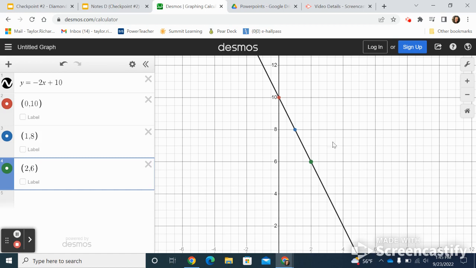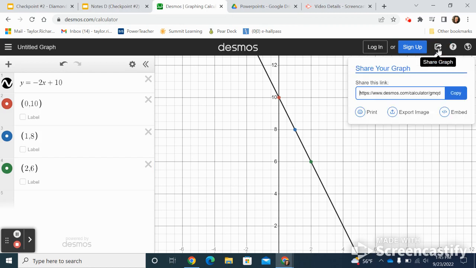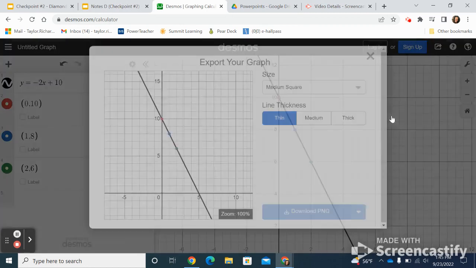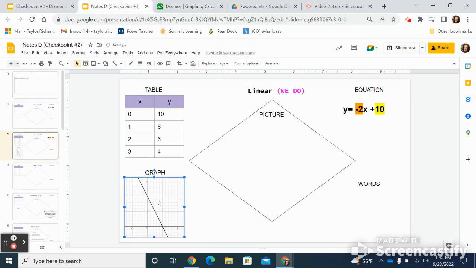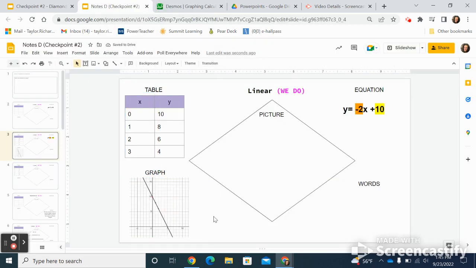Okay, let's get this graph over into our diamond. Remember, we're going to follow the arrows. First one's up here in the corner. Here's my next arrow, and then all you have to do is click and drag it over into your diamond. My graph is done.